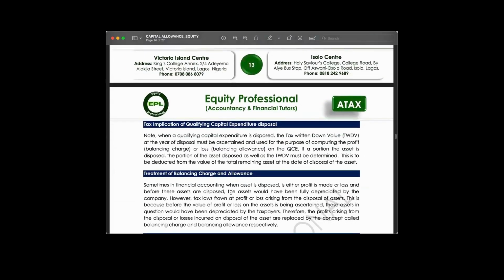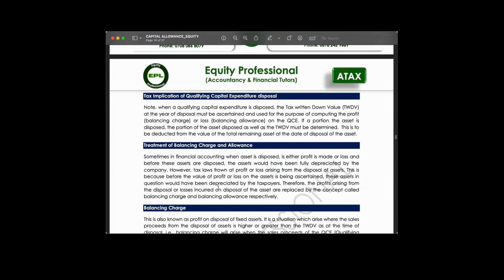Now, when you dispose an asset, two things will happen. It's either you make profit on the disposal of the assets, or you make loss on the disposal of the assets. When profit is made, you remember your computation of your profit. You will say when your sales proceeds exceed your cost price, then you have made profits.